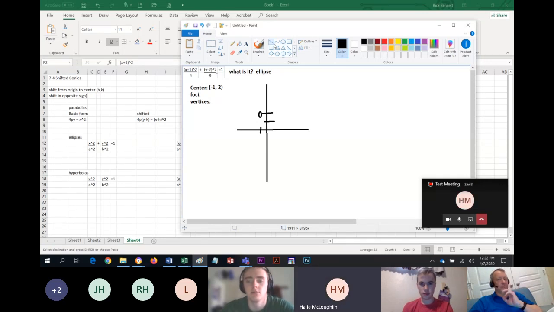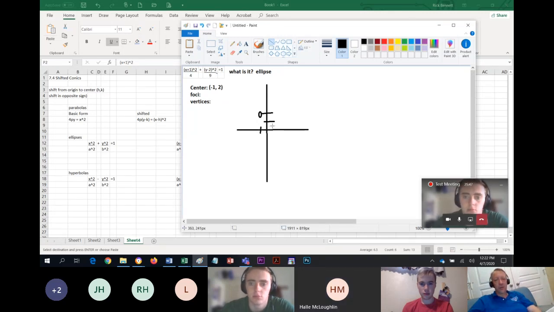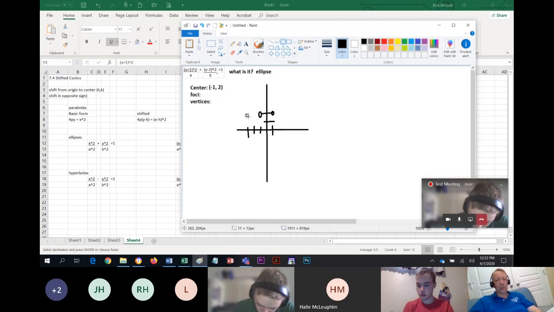Left and right 2. Okay, perfect. So if I go 1, 2, and 1, 2. Okay, so I've got my 2 vertices. One is right here. One is right here. And then I'm going to go up and down. How many? 3. Up and down 3.